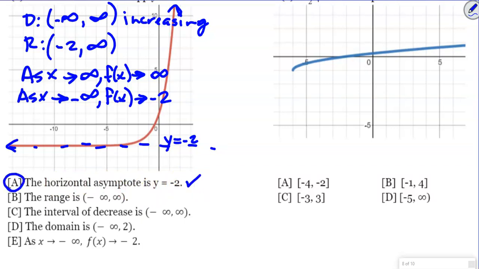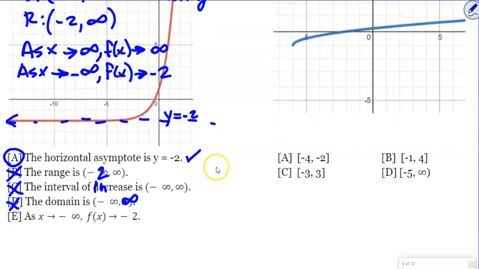The range, oh, that's not what I got for the range. I should have a negative 2 there, right? So that's not true. The interval of decrease, well, no, this graph is increasing, isn't it? So it should say increase there. That's not true. The domain is negative infinity to infinity, isn't it, guys? So that's also not true. So our last one, as x approaches negative infinity, f of x is approaching negative 2, isn't it? So that's our correct answer.